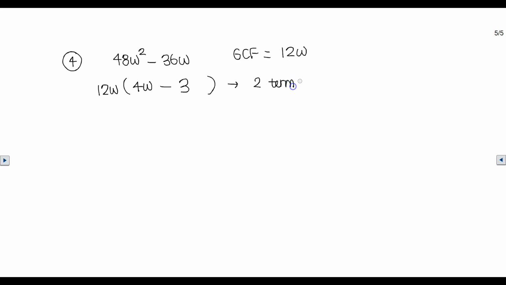So we need to see if we could do difference of squares on that. Is it 2 terms? Is it a binomial? Yes. Does it have subtraction? Yes. Are both of these perfect squares? And the answer is no. For 4w, it's not w squared. So there's nothing I can multiply times itself to get 4w. There's also nothing I can multiply times itself to get 3. So what that means is I cannot do the difference of squares method on that.